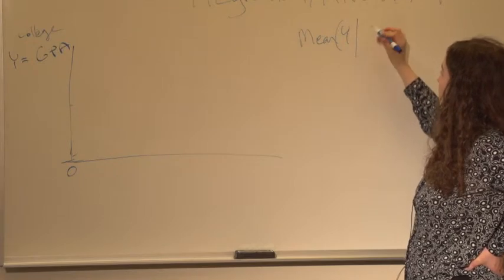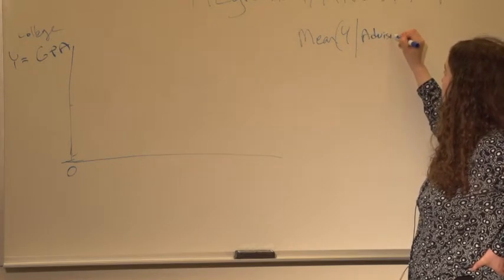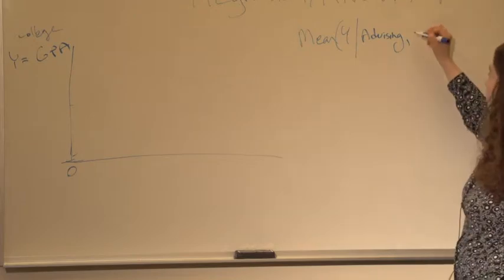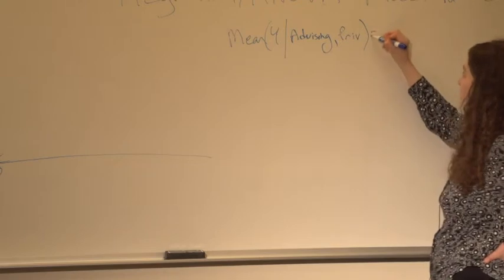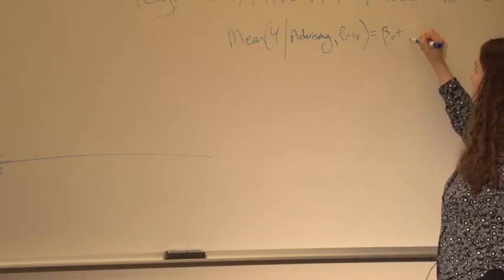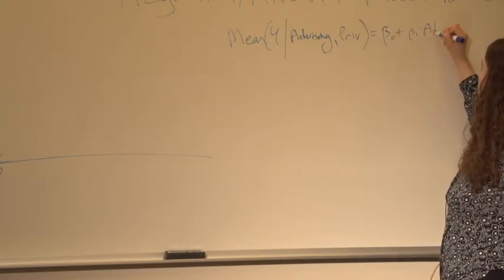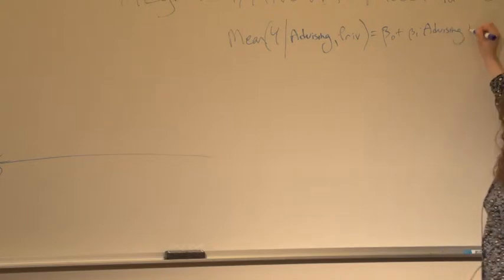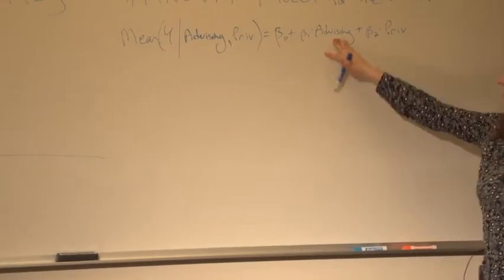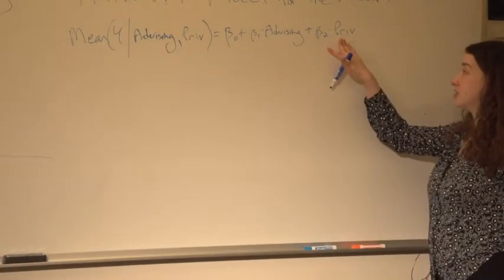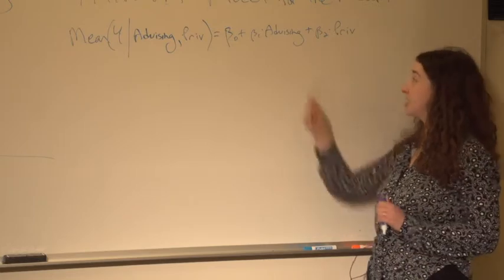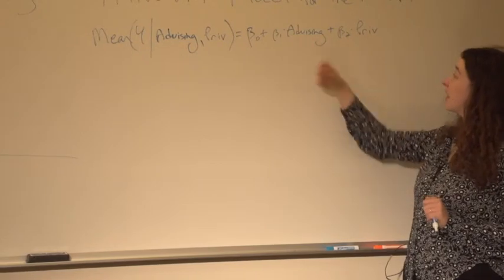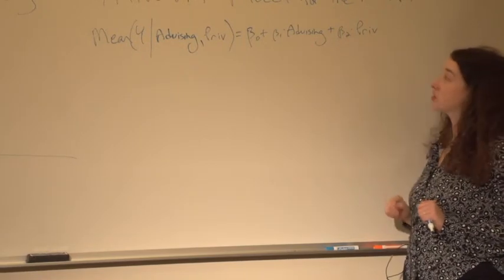The mean of y given whether you had advising and given whether you went to a private school for high school perhaps looks like this: beta 0 plus beta 1 times advising plus beta 2 times private, where this is a 0, 1 variable and this is a 0, 1 variable. The difference between this example and the previous example where there were 3 advising groups is that now it's possible that you got the advising and you went to a private school. These could both be equal to 1 now.